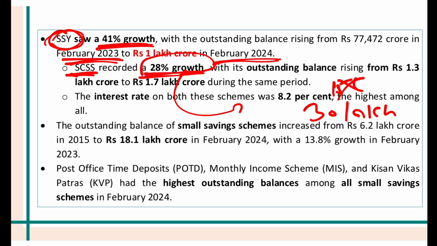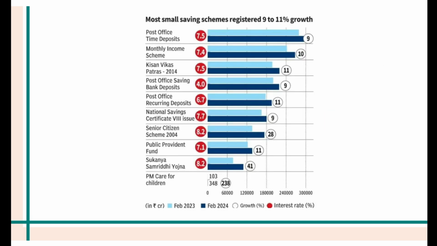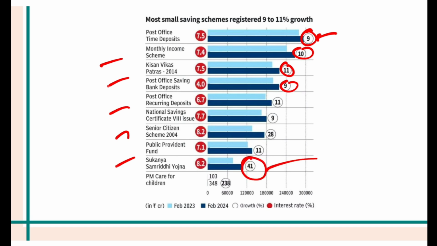So in the small savings schemes, if you see in 2015, the total amount was 6.2 lakh crore. Now it is 18.1 lakh crore. And in the last 1 year, the growth was 13.8%. And these are the small savings schemes which are very popular. You can see the interest rate which is given here. In most of the schemes, you see the growth is 9%, 10%, 11%. But in Sukanya Samriddhi, the growth is massive, 41%. Second highest growth was in Senior Citizen Savings Scheme, which is 28%.